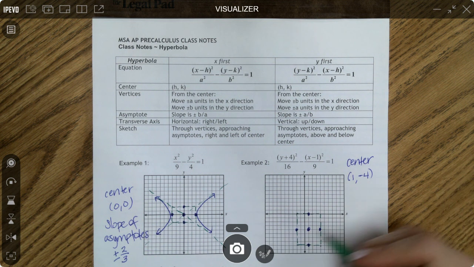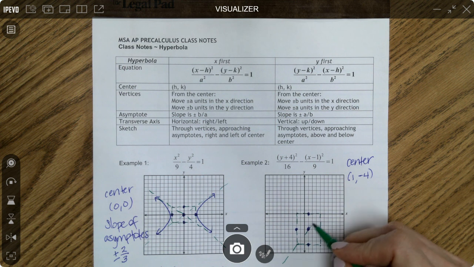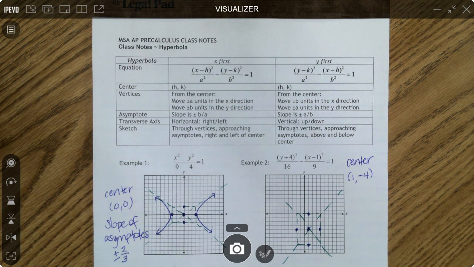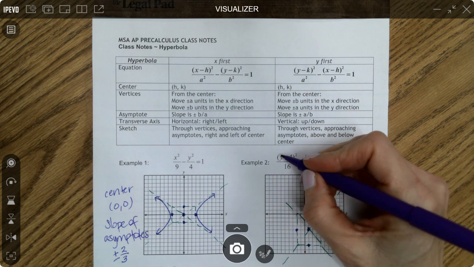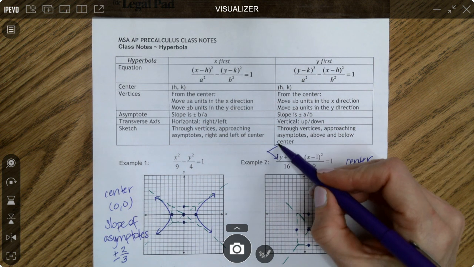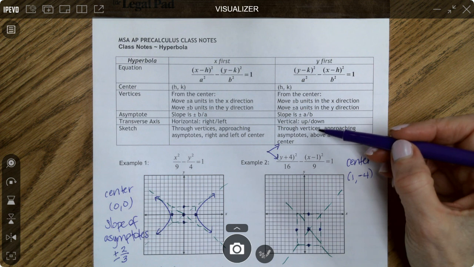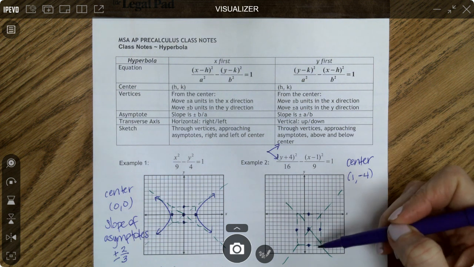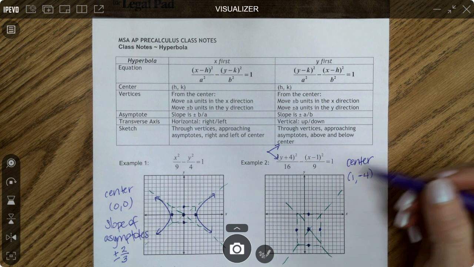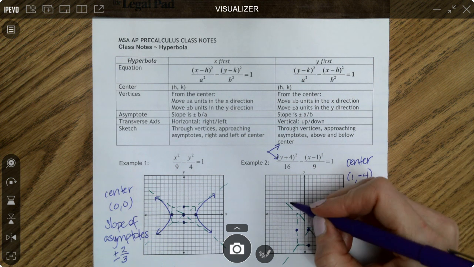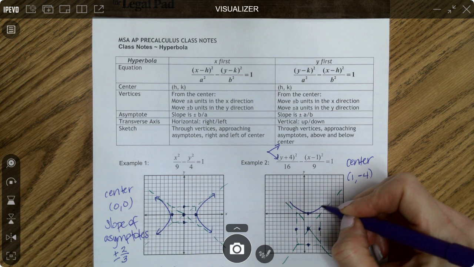And then I'm going to draw my asymptotes. That's going to be from corner to corner, so through the center, through the corners of that diagonal box. And then since y is first, we are going to go through the vertices, approaching the asymptotes above and below the center, in the y direction. So through the vertices above and below the center, hugging asymptotes.